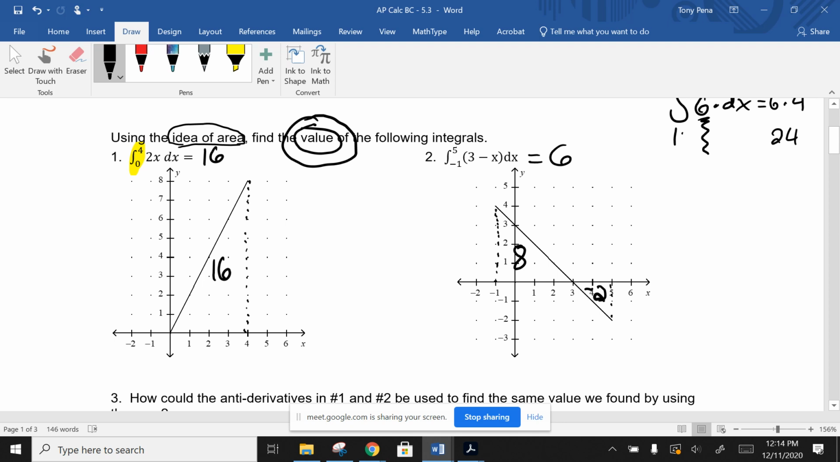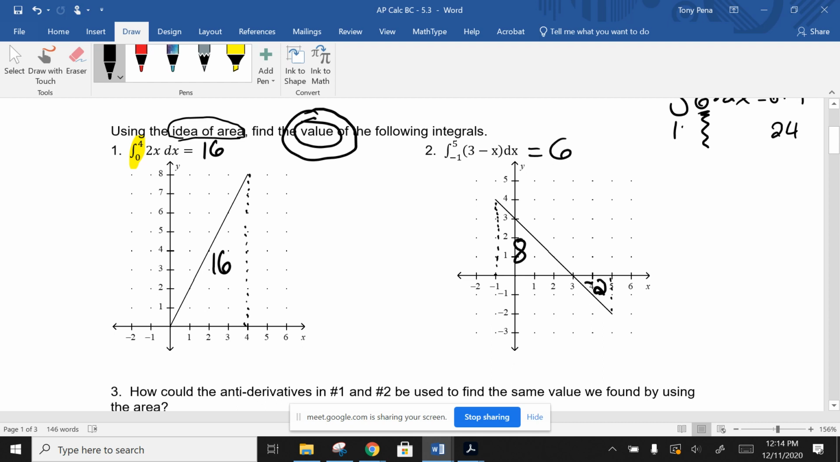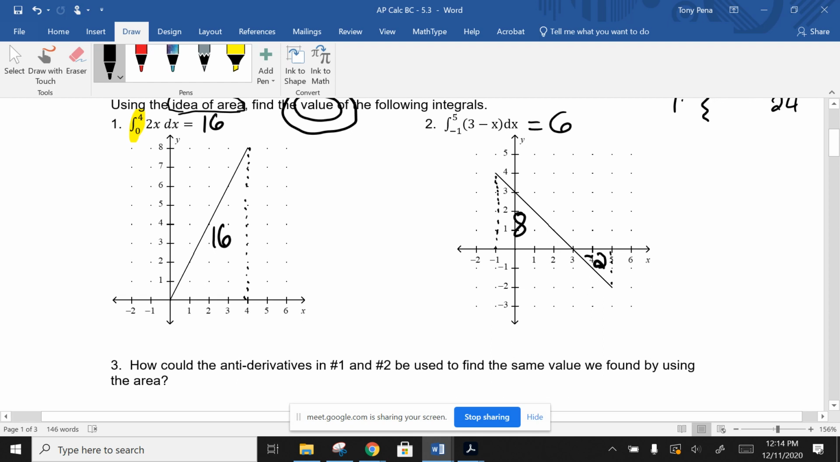What we then jumped to was the idea of an antiderivative. So in number three, I'm now asking you, how could the antiderivative, because recall how we just quizzed on this, that integral symbol also means we can find an antiderivative. How could we use that antiderivative idea now in numbers 1 and 2 to find the exact same values that we found when we were dealing with the area?